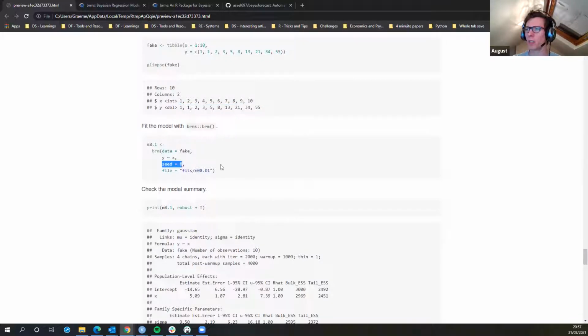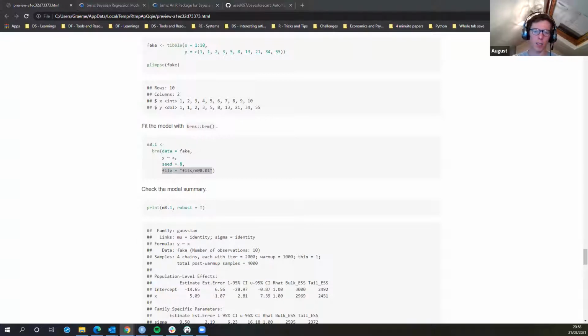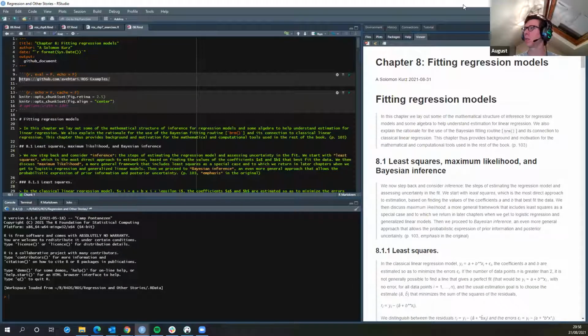Seed, I presume, is the set seed argument. Right, is that right? Fits, I guess it puts it out to a file. I don't know. Well, we could look. I suppose we could look at that. Yeah, let's look.